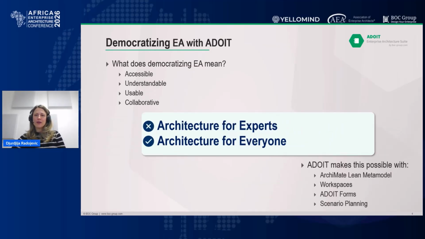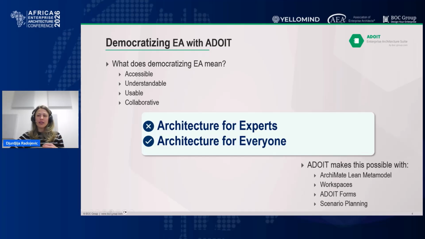So, what does democratizing actually mean? Well, at its core, it means making architecture something that the whole organization can participate in. It means making EA first of all accessible, so people can easily interact with it, even if they are not EA experts. Then understandable, so it speaks the language of the business so that everybody understands it, usable so that it supports real business decisions, and collaborative, so multiple stakeholders that I've just mentioned, so people from IT, from marketing, from various business units, so all of those stakeholders can contribute. In other words, it means moving from this idea of architecture for experts to the idea of architecture for everyone.